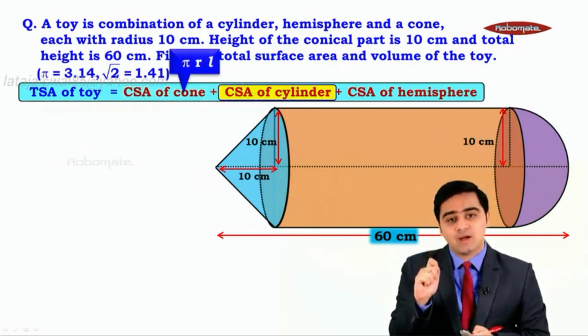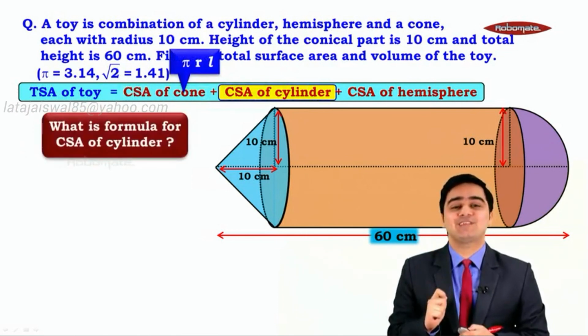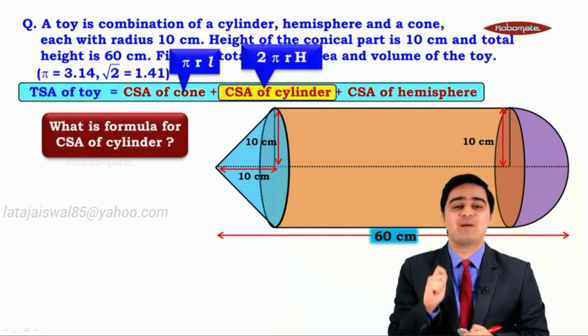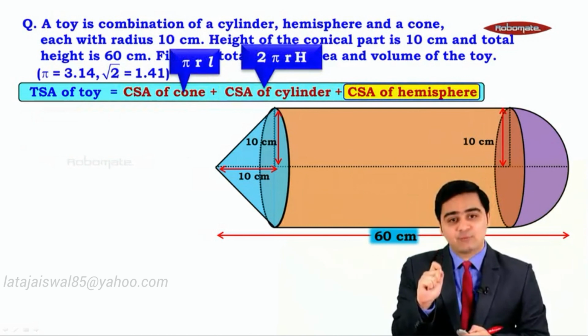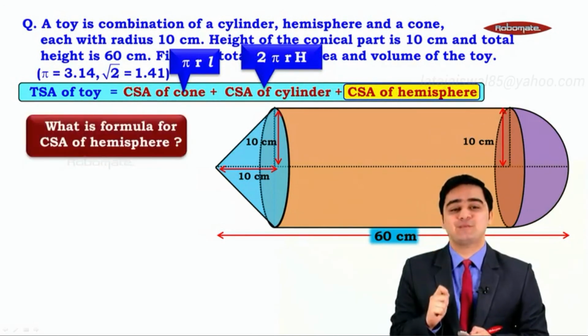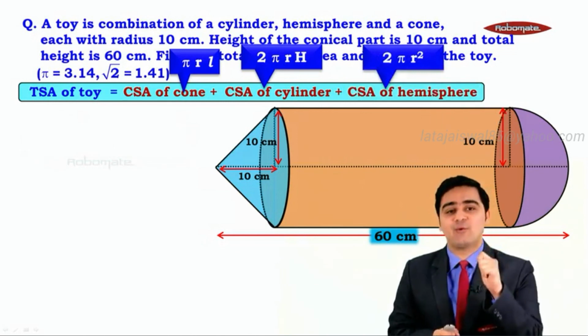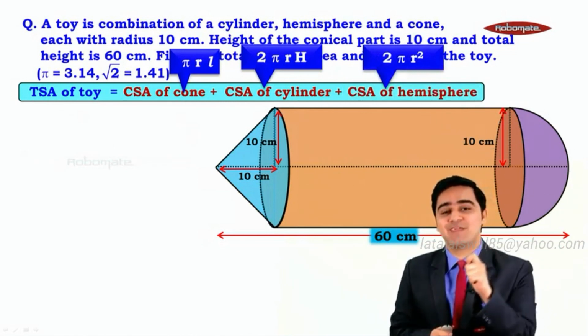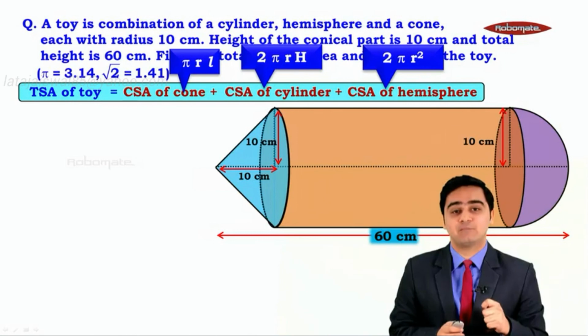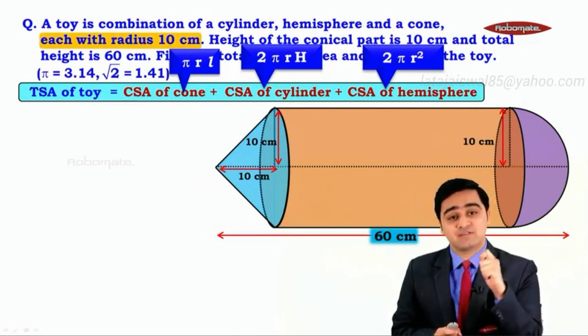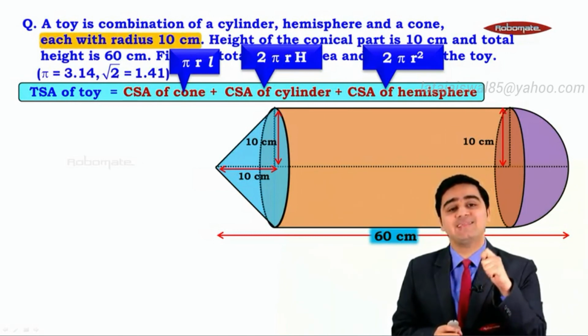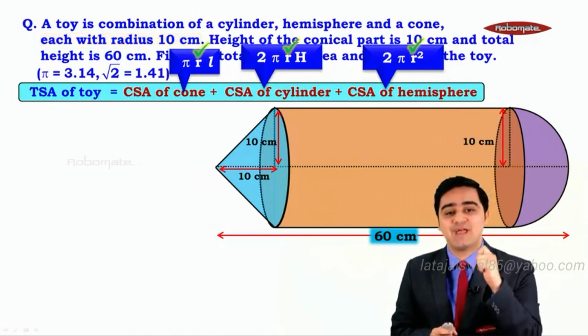Next, what is the formula to find curved surface area of the cylinder? Yes, it is 2 pi RH. Next, what is the formula to find curved surface area of the hemisphere? Yes, it is 2 pi R square. Now, let us focus on the given information to see whether we can find the total surface area of the toy. Observe, we have the radius of the cylinder, the radius of the cone and the radius of the hemisphere and it is 10 centimeter. So, we can say that we have small r.